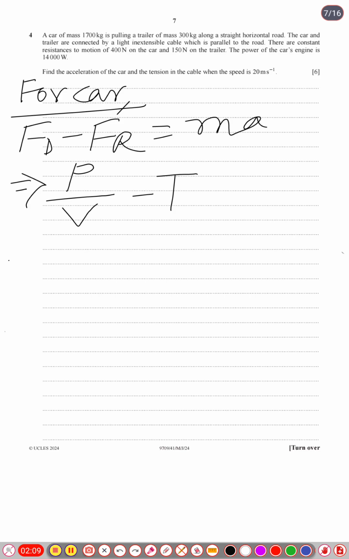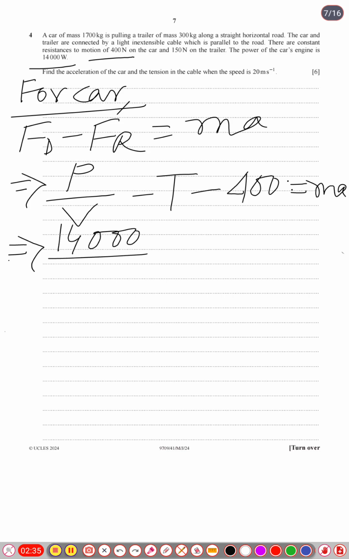That's why the tension will be negative, and there will be the resistance force on the car, which is given as 400 Newton. So we can write 400 equals, right side is mass into acceleration. Now we will substitute the values. Power of the car was 14,000 watt, so 14,000 watt over V. Velocity of the car is given as 20 meter per second. So let's write 20 minus tension, minus the resistance force on the car, 400, equal to, right side is going to remain unchanged.